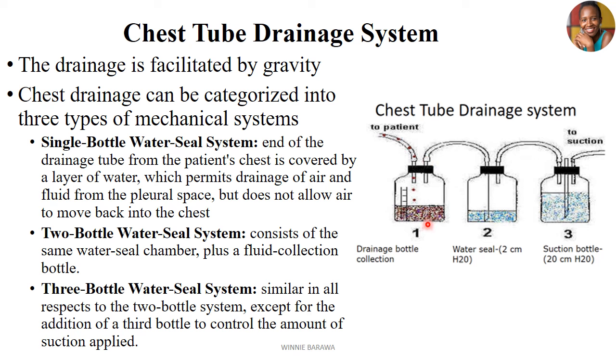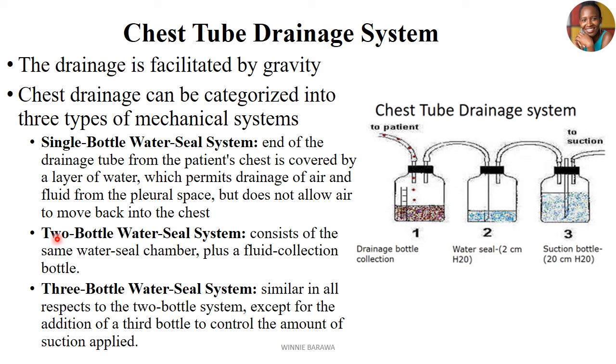You will only have bottle number one, which we are calling the collection bottle. The fluid will flow out into this bottle, or the air will be bubbling out into this bottle, which usually has some layer of water before the other contents come in. Because it has a layer of water, if it is air, it will be bubbling here. If it is blood, it will discolor the water and the content will keep increasing.